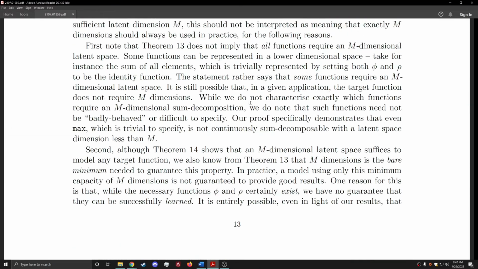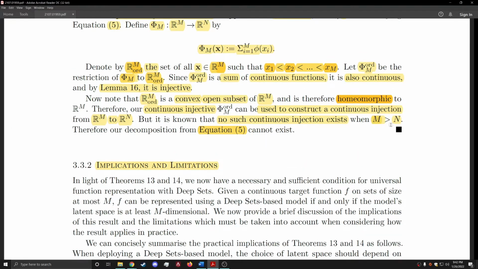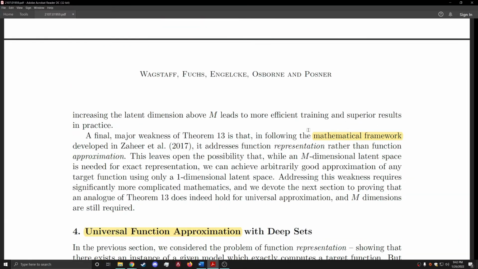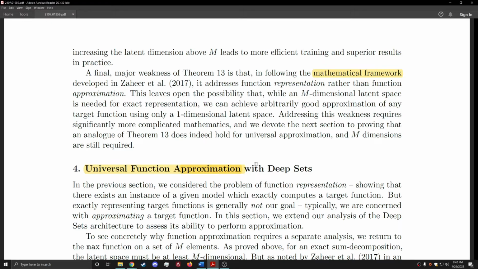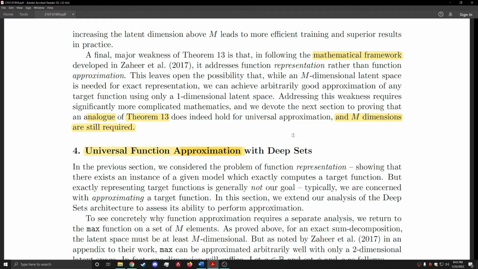So we showed that for representation, we need at least dimensionality m in order to work. But what about approximation? What can we say about that? It's going to be an analog of Theorem 13, and we're going to ask ourselves about universal approximation, and we're going to find out, spoilers, sorry, that m dimensions are still required. Whether it's representation or approximation, you need a latent space at least the size of your set, assuming that your set is a cardinal set, of course. You need dimensionality of at least the set in order to guarantee that you can approximate or represent that function.